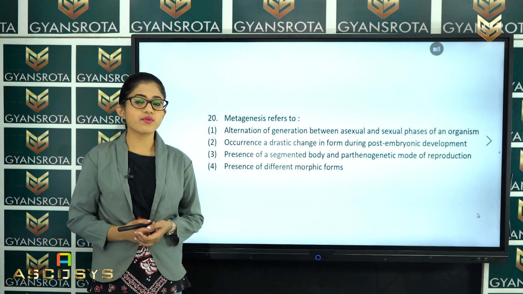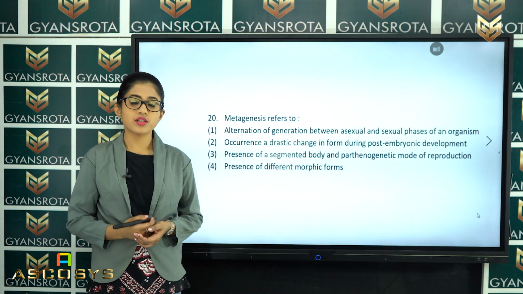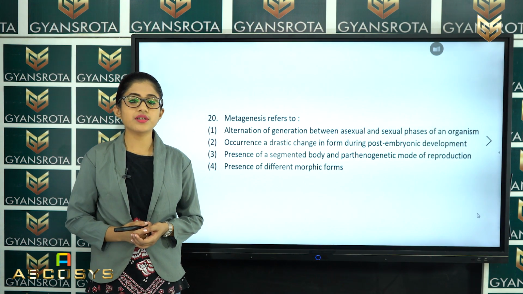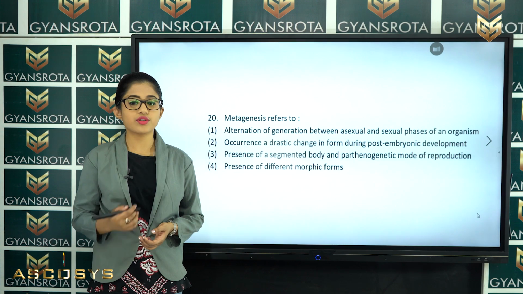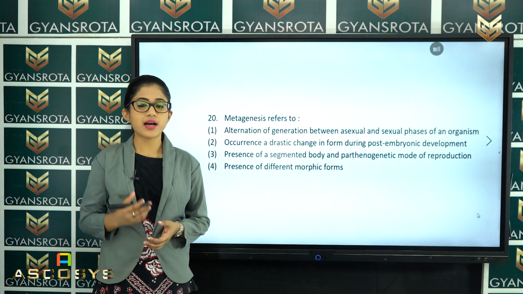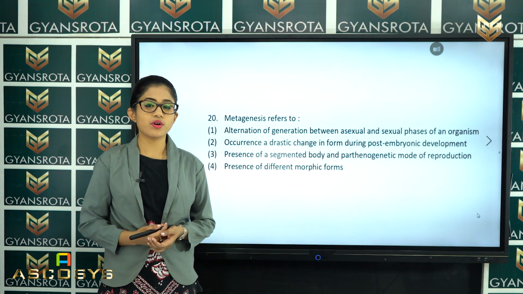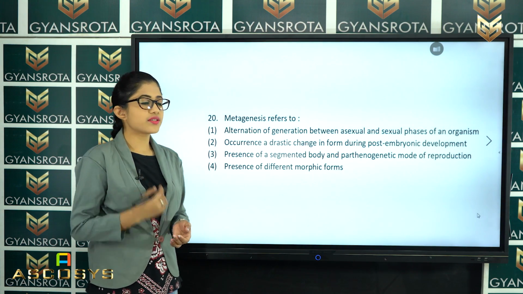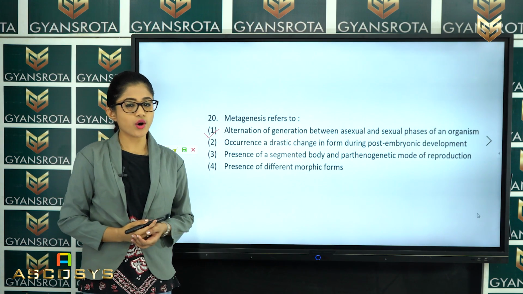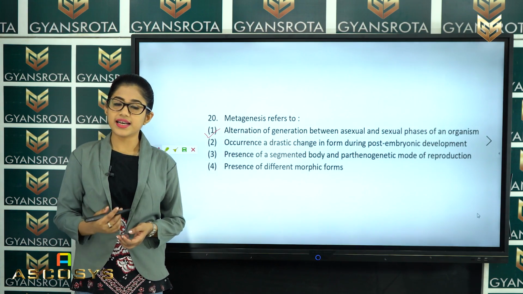So here we have this, metagenesis. Metagenesis refers to the alternation of generation between asexual and sexual phase of an organism, that we have discussed in polyp and medusa. That was the example of this metagenesis. So among these four options, option number 1 is the correct answer of this question. Now let's see the next question.